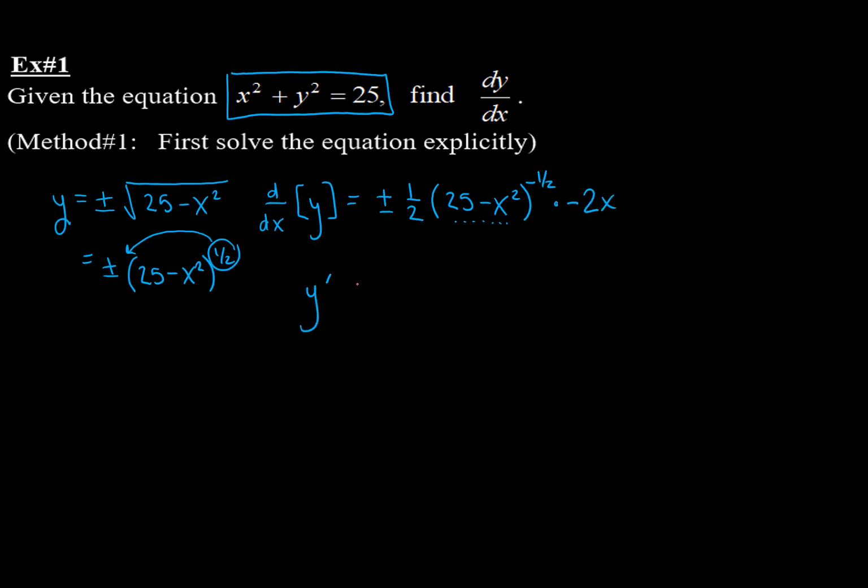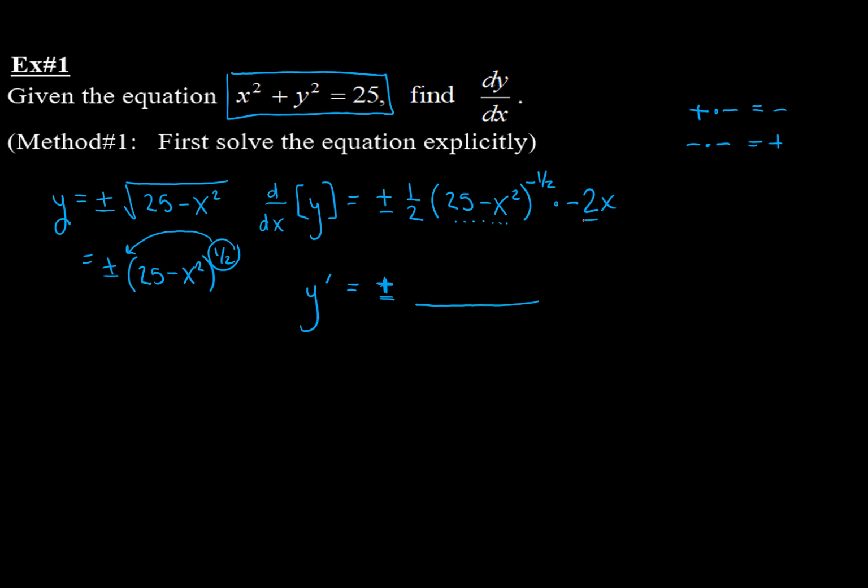And so y prime in this case is going to be plus or minus. Now, this negative right here is not going to affect the plus or minus. Think about that. If I take a negative times a positive, that's going to give me negative. If I take a negative times a negative, that's going to give me a positive. So this pesky little negative right here is going to keep this as plus or minus. It's not going to change it at all.